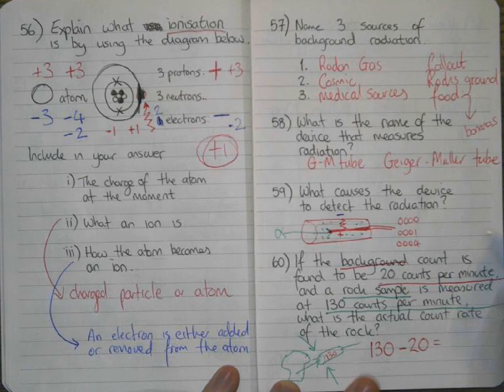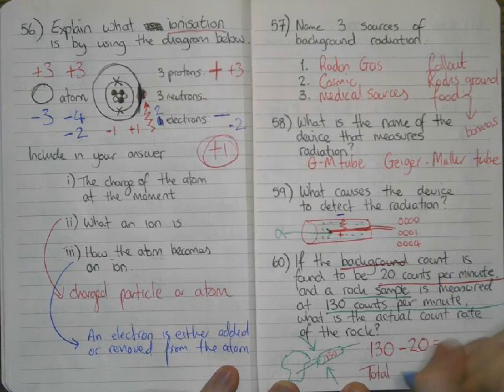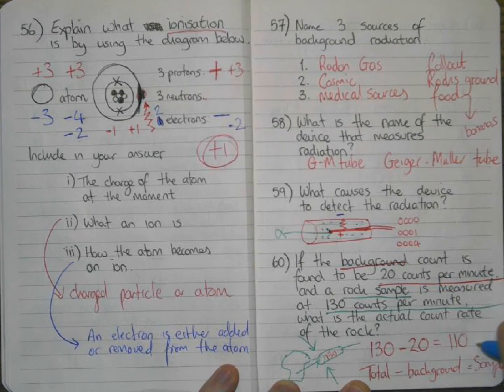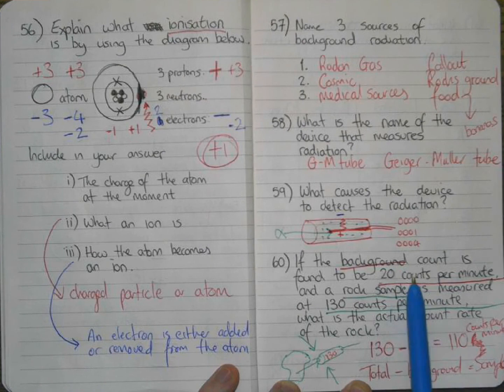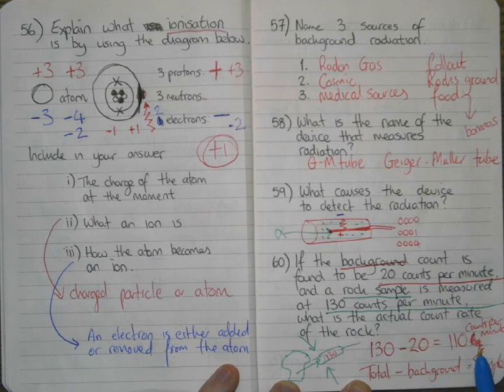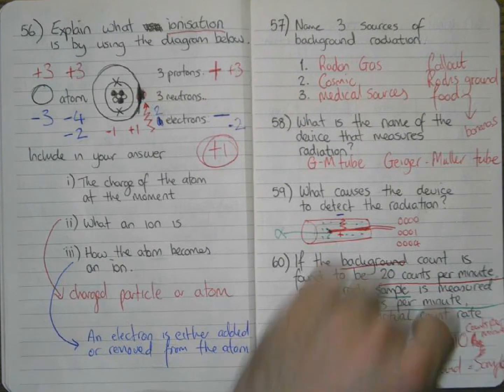So you do the total minus the background. That'll give you the sample number. So the rock is actually only producing 110 becquerels. Oh, sorry, that's counts per second. So counts per minute. Becquerels is the unit of activity, which is actually the amount of counts per second, but our question says counts per minute, so I can't use that. So the rock's 110 counts per minute.